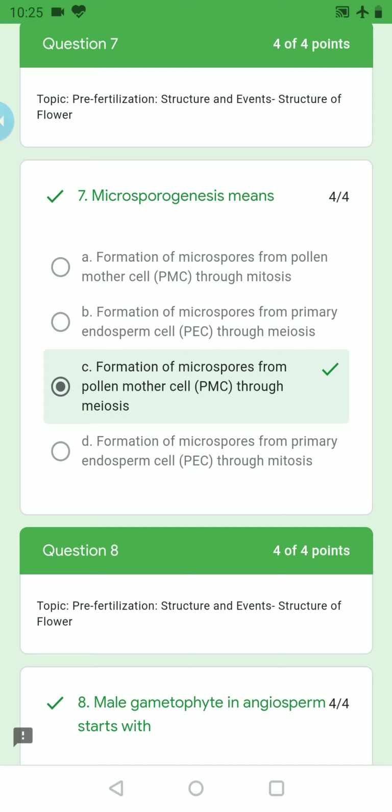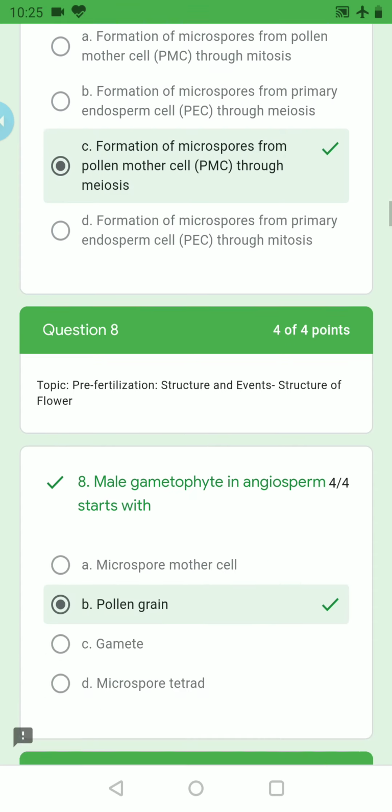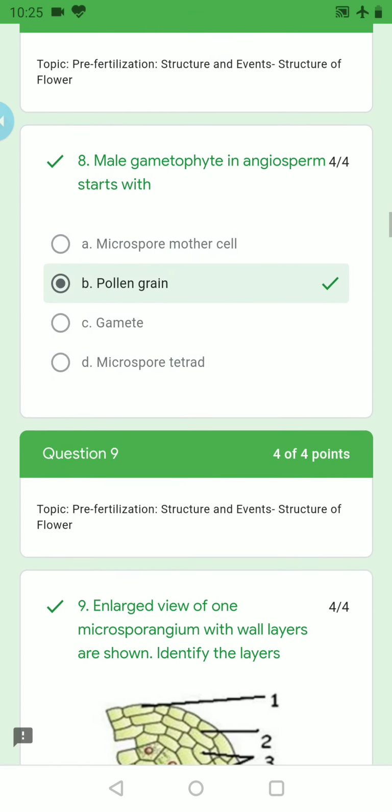I told you clearly how it happens. You can also say the process of formation of pollen grains or microspores from pollen mother cells through meiosis is called microsporogenesis, isn't it? So option C is the right answer. The formation of microspores from pollen mother cell, PMC, through meiosis. Next question.